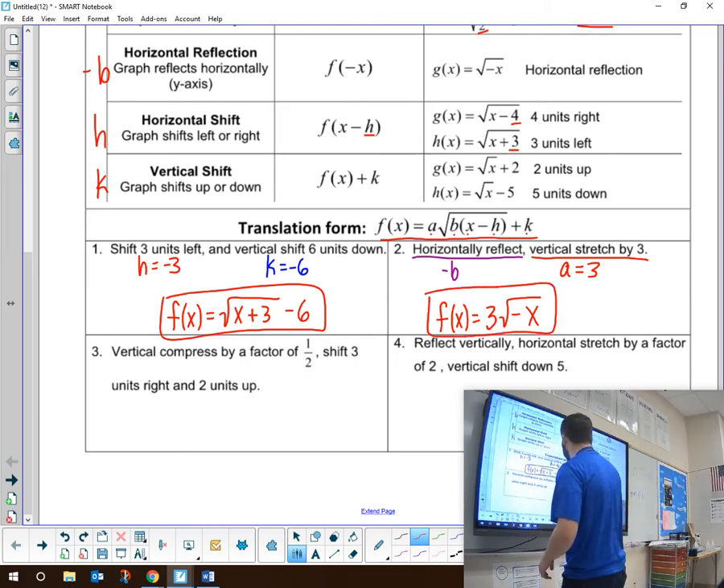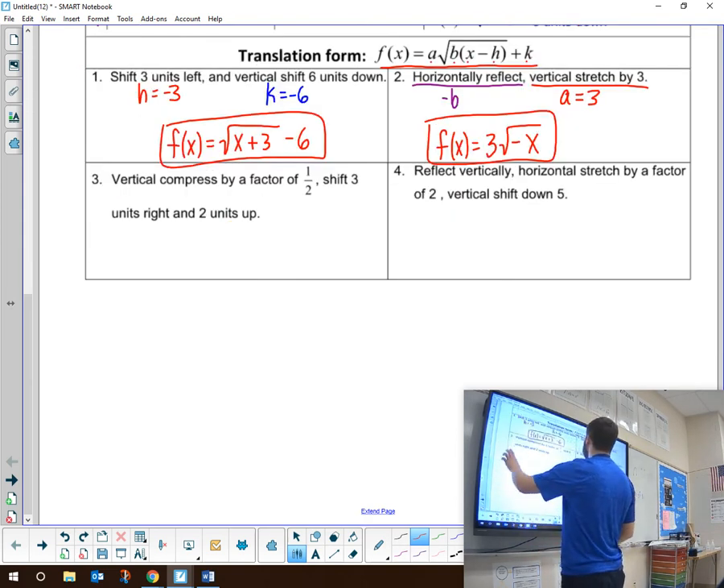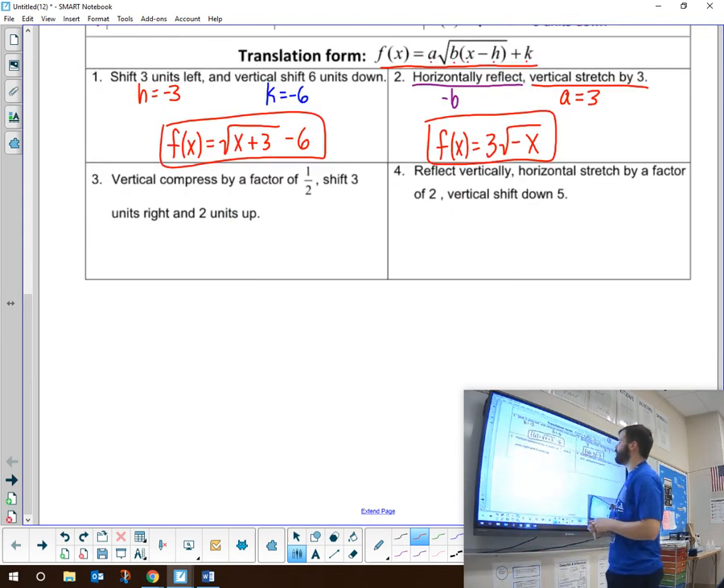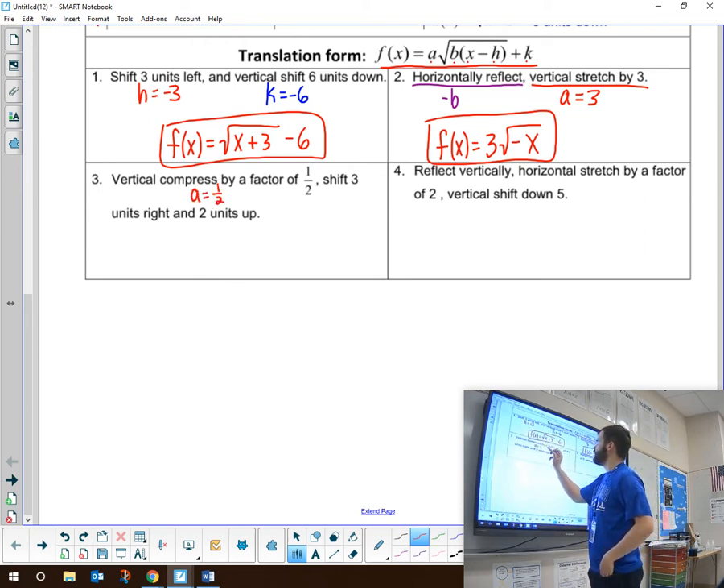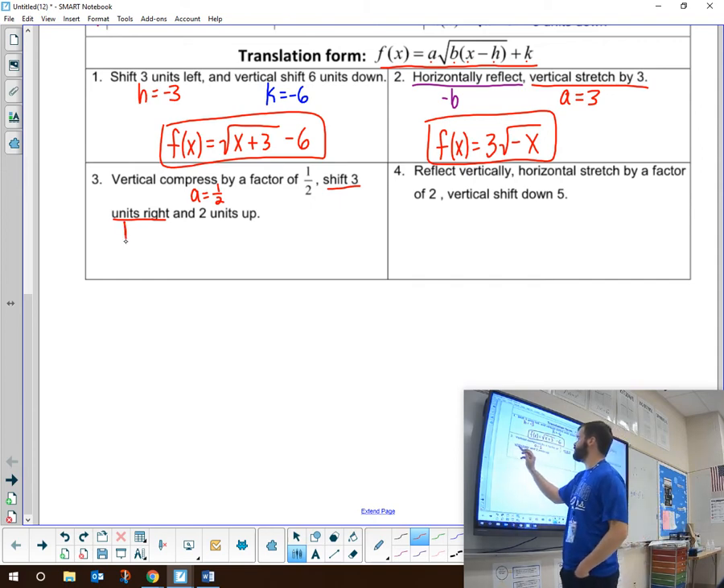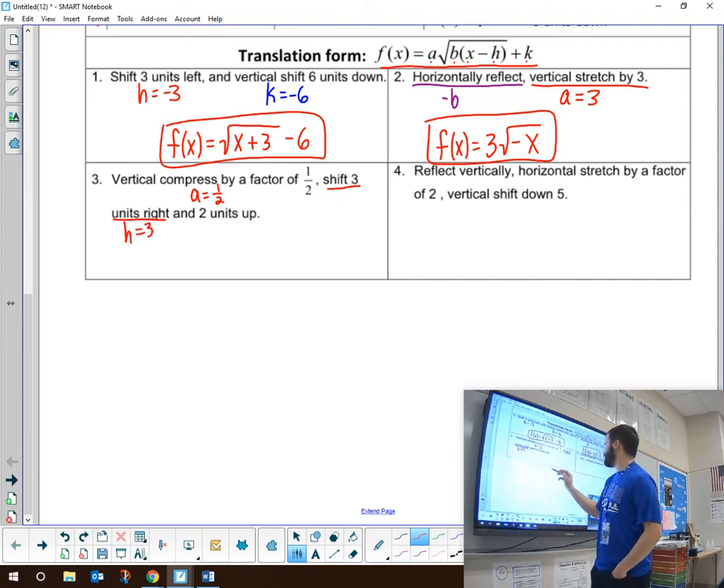Oops. Negative x, and that's going to be my equation. Okay, take a look here now at number 3. So number 3, we're going to have a vertical compression by a factor of 1/2. Now vertical compression, that's again my A. And so that means that my A here is going to be 1/2. It's not backwards. B is backwards. A is not. Okay. Then we're going to shift 3 units right. So if we're shifting 3 units right, that's going to mean my H is 3. And then lastly, we're going to shift 2 units up, so that means my K is 2.